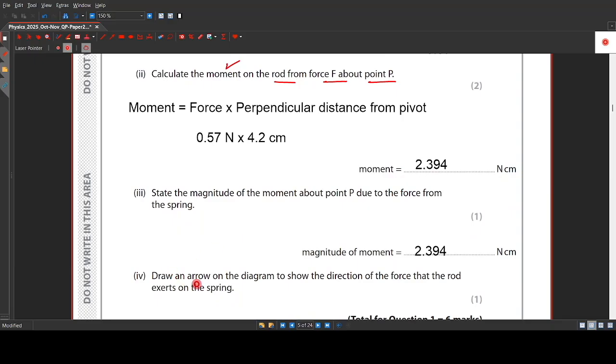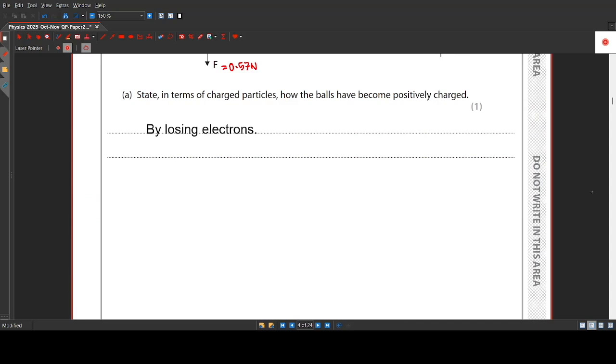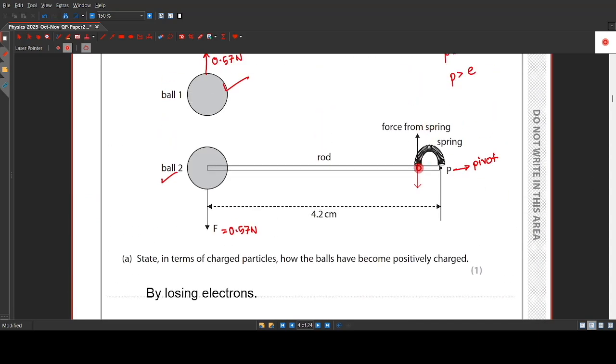Last question: draw an arrow on the diagram to show the direction of the force that the rod exerts on the spring. So we will have to draw an arrow on the diagram to show the direction of the force that the rod exerts on the spring. We know that the spring exerts a force on the rod in the upward direction, and hence the rod would also exert an equal force on the spring downwards. So I just drew the arrow downwards.